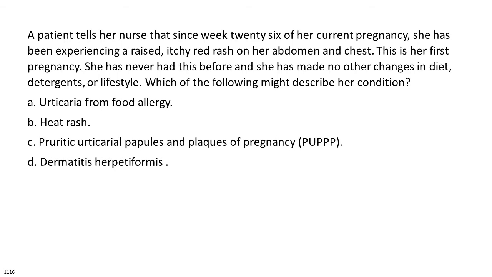A patient tells her nurse that since week 26 of her current pregnancy, she has been experiencing a raised, itchy red rash on her abdomen and chest. This is her first pregnancy. She has never had this before and she has made no other changes in diet, detergents, or lifestyle. Which of the following might describe her condition? A. Urticaria from food allergy. B. Heat rash. C. Pruritic urticarial papules and plaques of pregnancy, PUPP. D. Dermatitis herpetiformis.